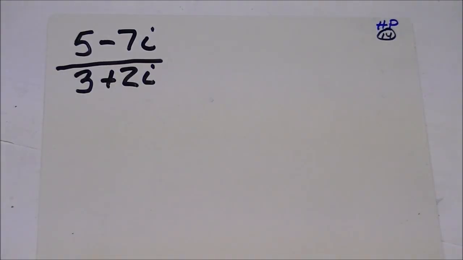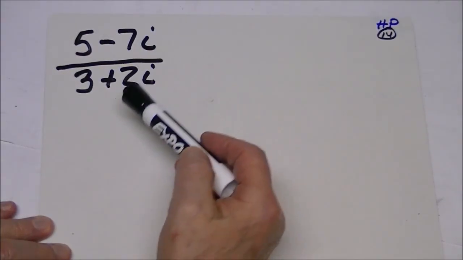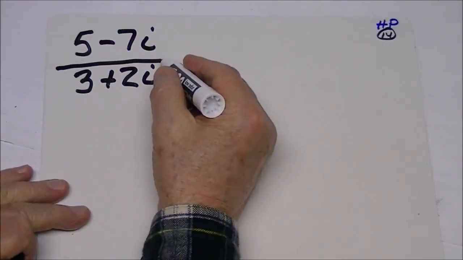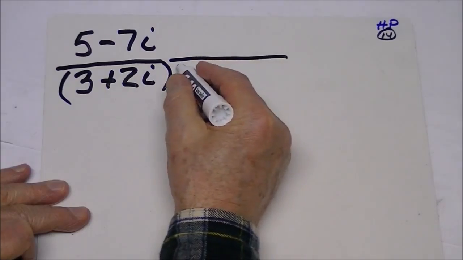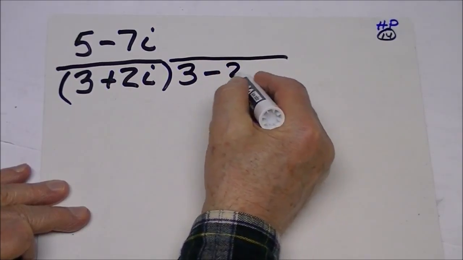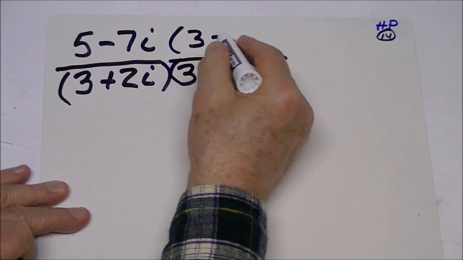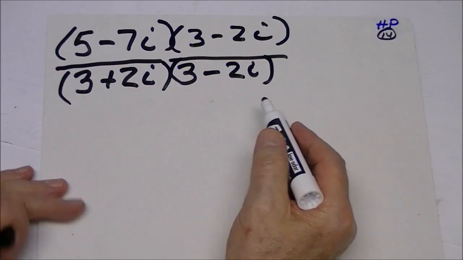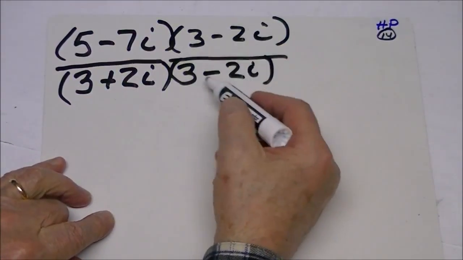Going on, we have another division, which is simplifying this fraction. We're going to use the conjugate of our denominator, which is 3 minus 2i. Remember, we're multiplying this fraction by a 1, and we're using the conjugate.